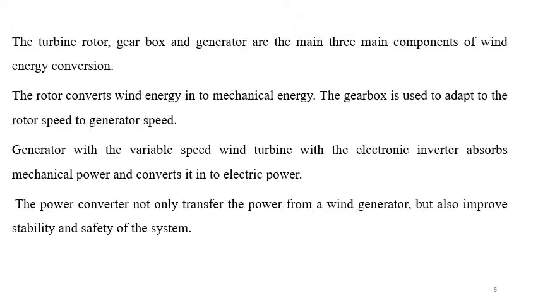So in this video we understood that the rotor, gearbox and generator are the main three components of wind turbines, and the rotor converts wind energy to mechanical energy, and the gearbox is used to adapt the rotor speed to the generator, and the generator in a variable speed wind turbine with the electronic inverter absorbs mechanical power and converts it into electric power. The power converter not only transfers the power from a wind generator but also improves the stability and safety of the system, isn't it?